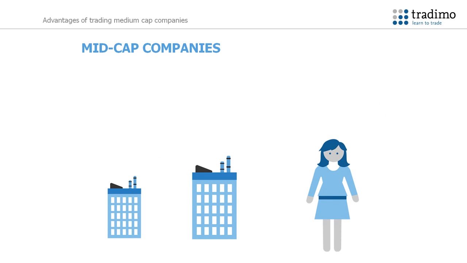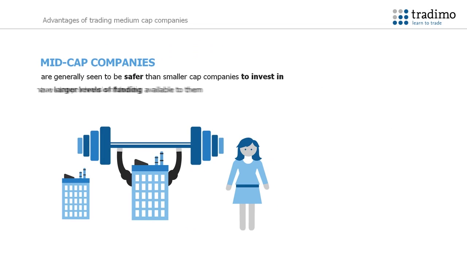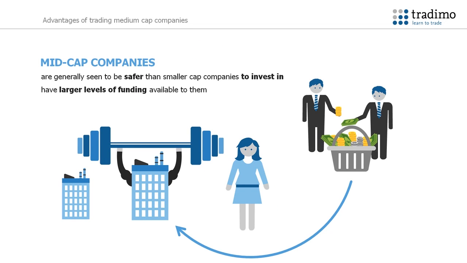One of the advantages mid-cap companies have is that they are generally seen to be safer than smaller cap companies to invest in, as they have less potential to go out of business. Because these companies are larger than small cap companies, they usually have larger levels of funding available to them. This can be a big advantage in troubled economic times.